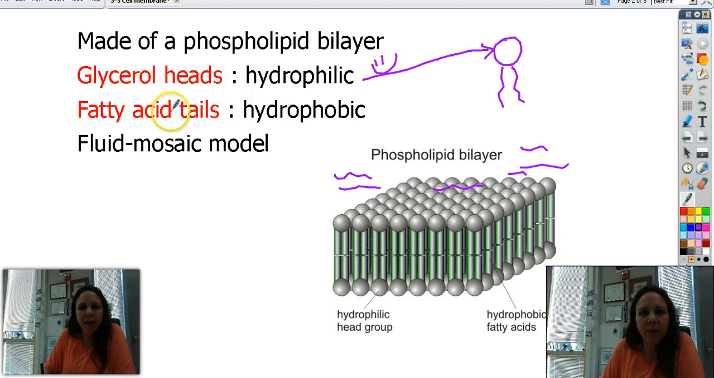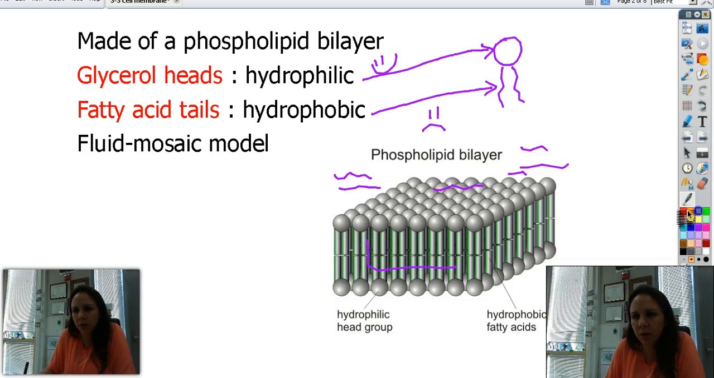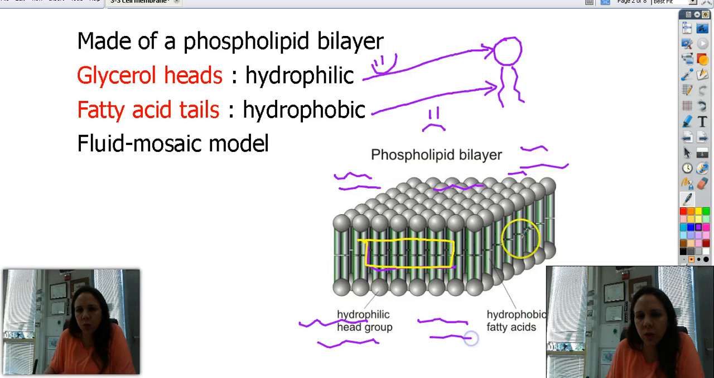And then we have the fatty acid tails right here, which are hydrophobic, which means they do not like water, which is good because this layer inside of here repels water. So that's how the inside and the outside of the cell tend to remain separate from each other, because the inside of the cell is water as well, the outside is water, but we have this nice waterproof lining right in here.